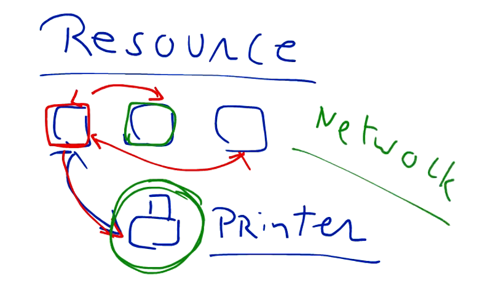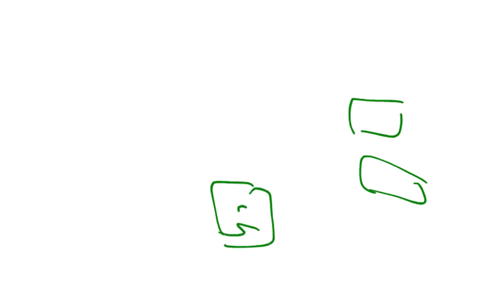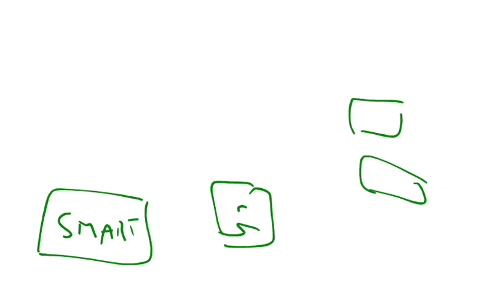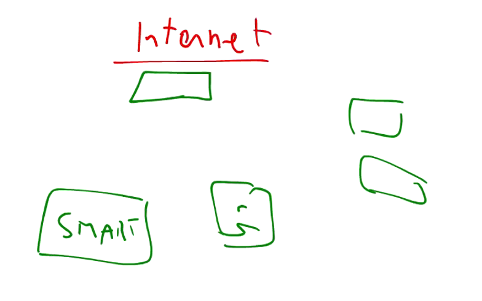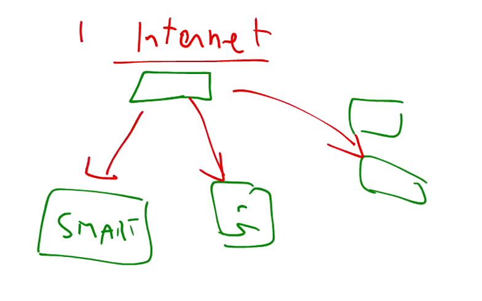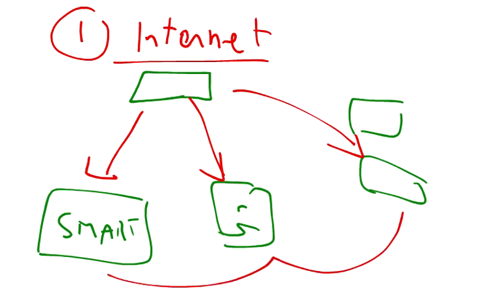Another example of resource sharing is the internet connection. Let us suppose we have got a laptop, a tablet, and a smart TV at home, but we have got only one internet connection. And usually at home, we share one internet connection resource with three devices. So the purpose of a computer network is to share the resources and to share the data.